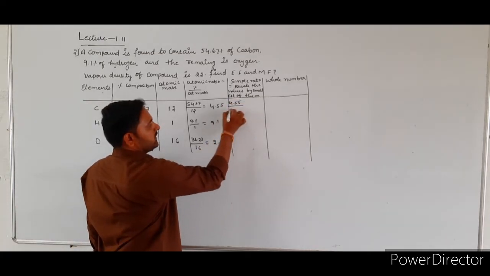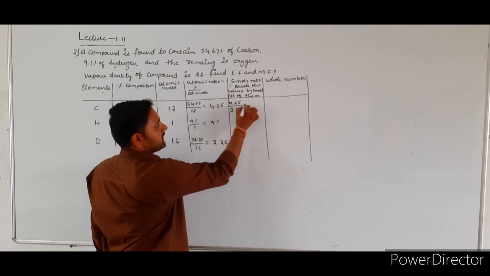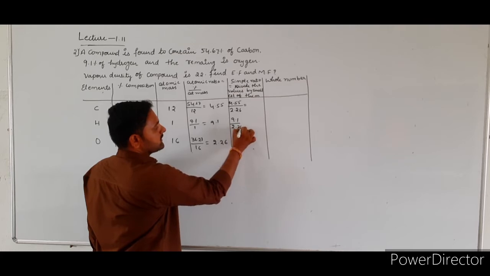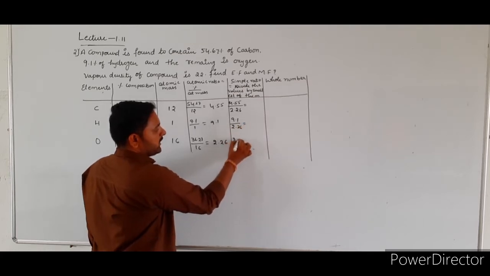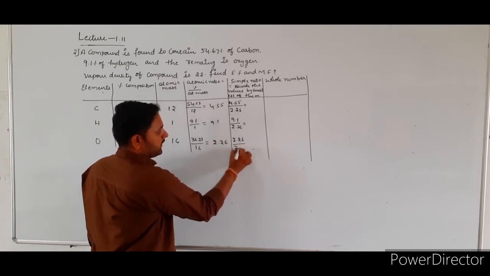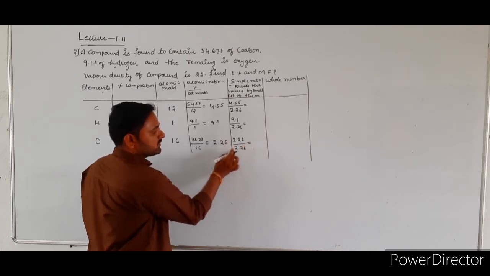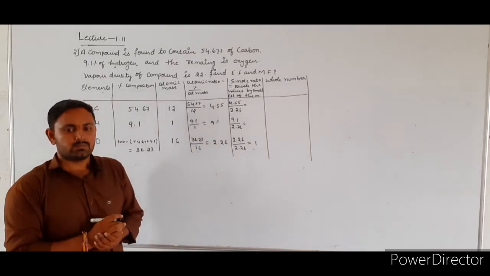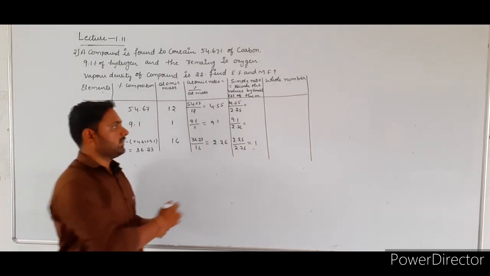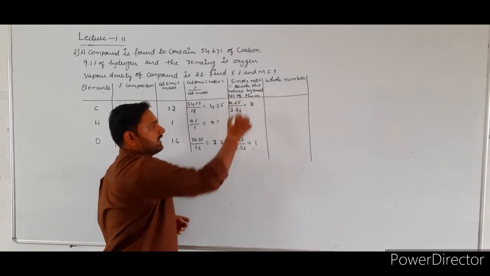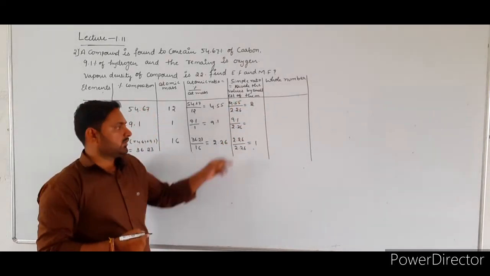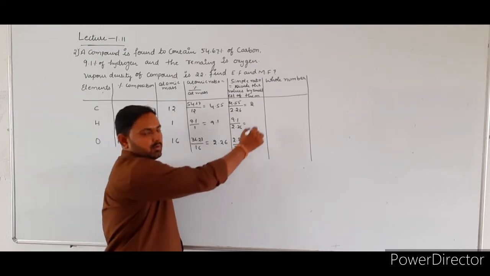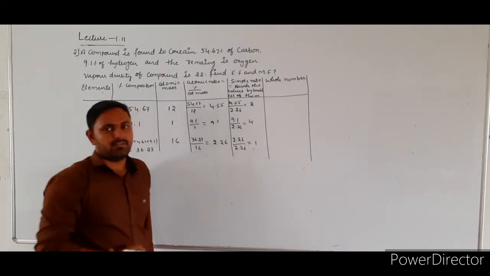4.55 divided by 2.26 is equal to... Next, 9.1 divided by 2.26... and 2.26 divided by 2.26. If you divide these two, you will get 1. Now you divide these two, you will get nearly 2. Right? Divide these two, you will get nearly 4. Right?